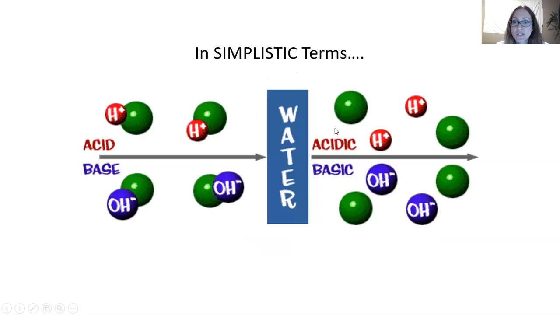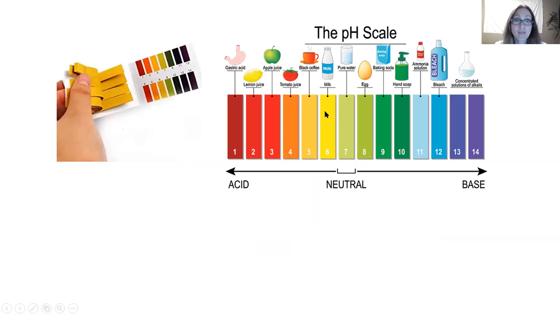And so this is just the basic, showing you in simple terms. The more H pluses you have, it's going to make it more acidic. The more OHs you have, the more basic it's going to be. And you can test this at home. They have pH strips and things like that that you can dip into different solutions and it'll turn colors. It'll turn red if it's a really strong base, blue if it's a really strong acid.